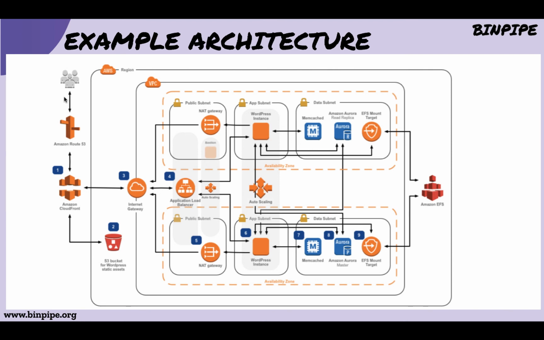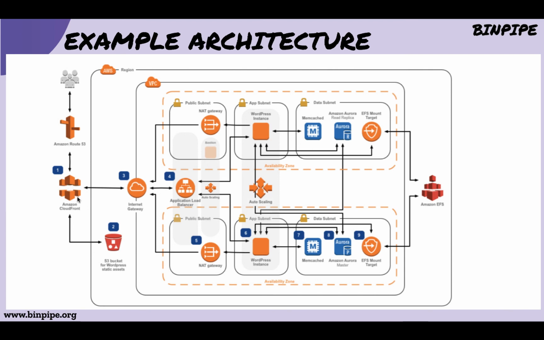Now that browser looks for the IP address that translates to xyzblog.com. How that translation is done, that is done by a DNS server. So that request goes to an Amazon service called Route 53. There you have the record for xyzblog.com and its IP address. So once that IP address is resolved, that request goes to the CloudFront.